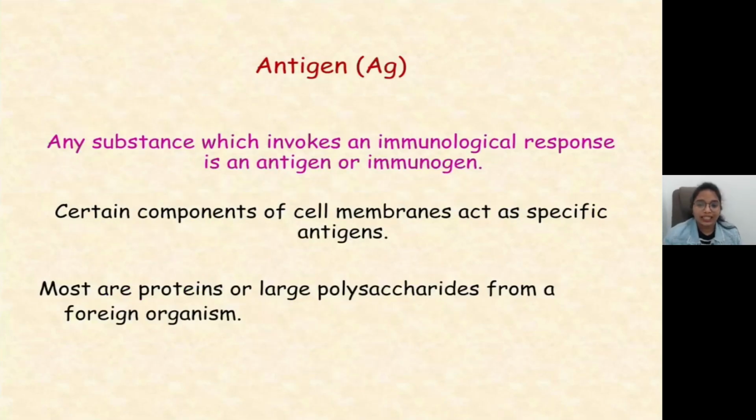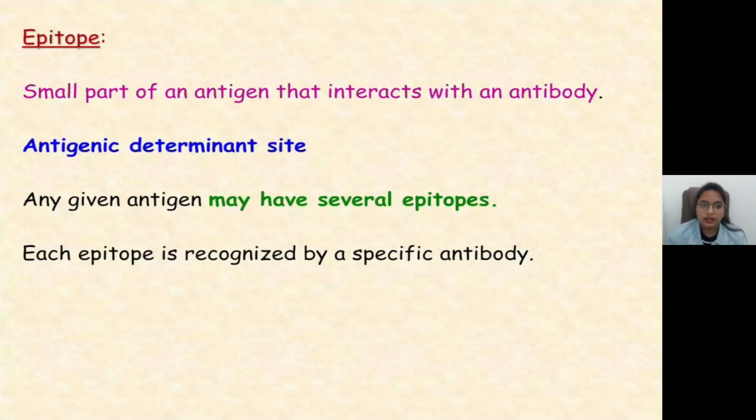Next, what is an antigen? An antigen is any substance which invokes an immunological response. We also call it an immunogen. Anything that evokes our immunological response is an antigen. Certain components of the cell membrane act as specific antigens, and a specific antigen can bind with specific antibodies. Most of the antigens are proteins or large polysaccharides from foreign organisms.